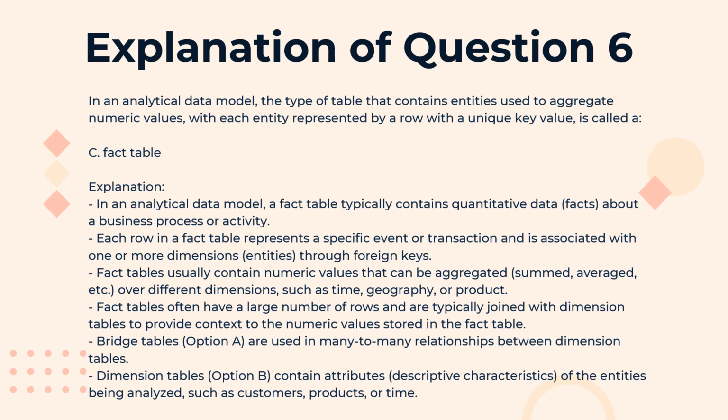Fact tables often have a large number of rows and are typically joined with dimension tables to provide context to the numeric values stored in the fact table. Bridge tables, option A, are used in many-to-many relationships between dimension tables. Dimension tables, option B, contain attributes, descriptive characteristics, of the entities being analyzed, such as customers, products, or time.